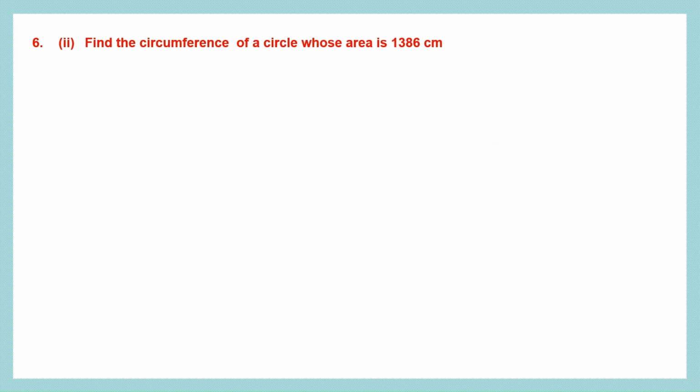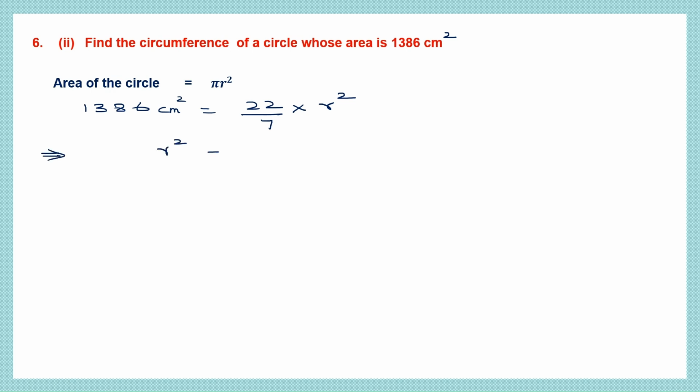Now, second question, find the circumference this time and the area is given to us. Again, to find the circumference, the formula is 2 pi r. That means we need to know the value of r. So let's make use of this. Area of a circle is pi r square and the area is given to us, 1386 centimeters square. So 1386 is equal to pi r square, that is 22 by 7 into r square.